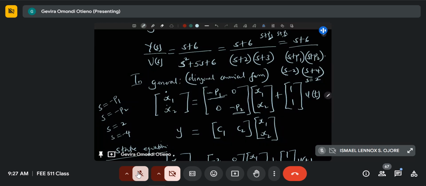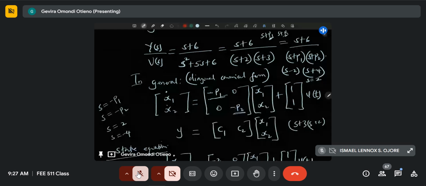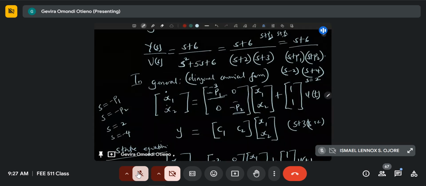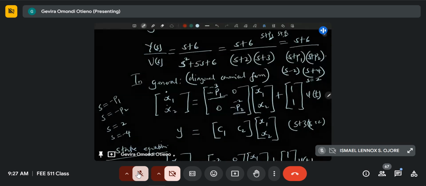Now again, remember, somebody might ask, why S plus 2, S plus 3? Why not S plus 3, S plus 2, such that we now have minus 3 here and minus 2 here? Again, that is still allowed. There's no problem. It doesn't change anything. The elements in the diagonal can keep changing based on how you've listed your poles. We are not listing them in order of magnitude.